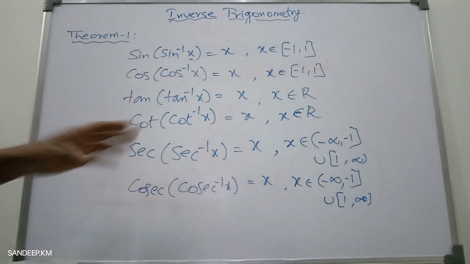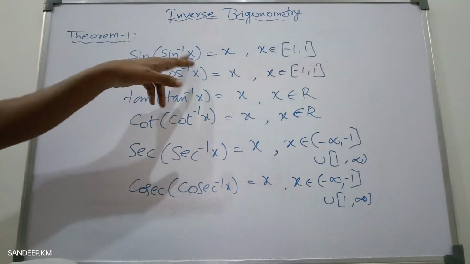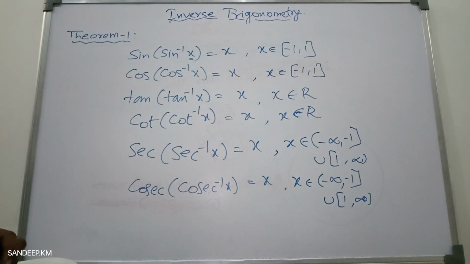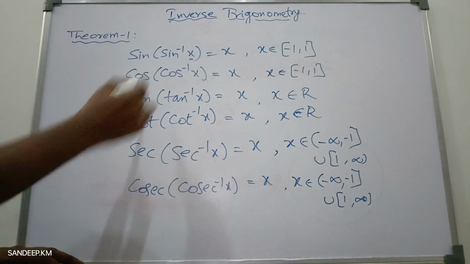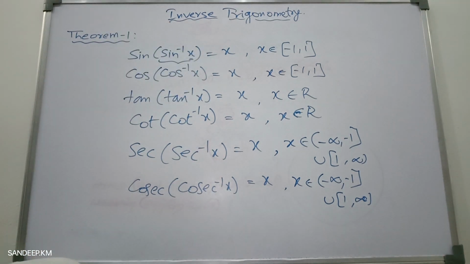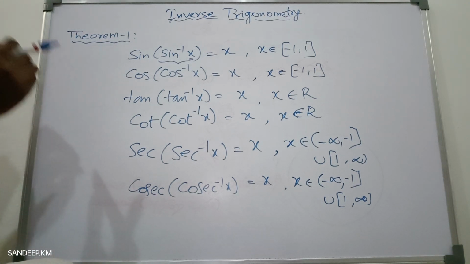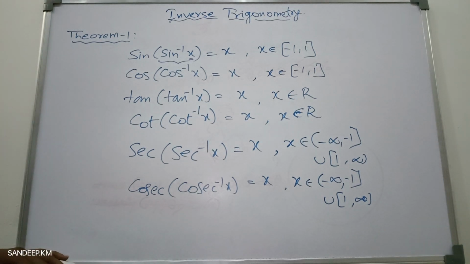This is very easy to remember. Sine of sine inverse x is equal to x, cos of cos inverse x is equal to x, and so on, whenever x is in the domain of the inner functions. You got it? So this is easy to remember. If you know what is the domain of inverse trigonometric functions, it's very, very easy to remember theorem 1.